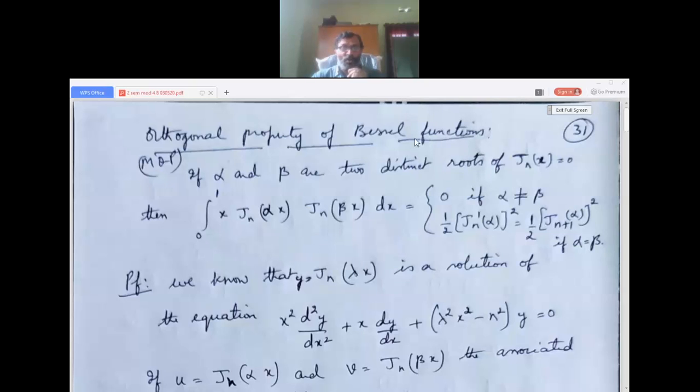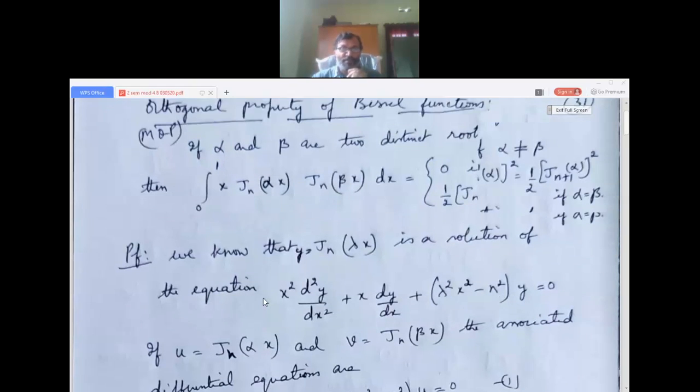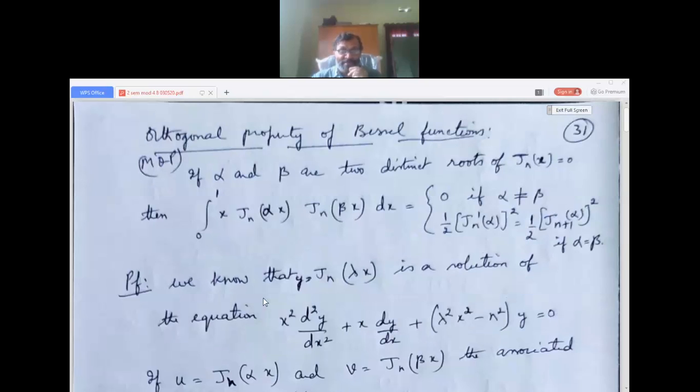Okay, the orthogonal property of Bessel functions, because some students have doubt, I will once again just recall it. What it states: if alpha and beta are two distinct roots of Jn of x, then the integral from 0 to 1 of x into Jn of alpha x into Jn of beta x dx is equal to 0 if alpha not equal to beta. This is the question in the model question paper. Another question they can ask is if alpha equals beta, it will be half into Jn dash of alpha squared, which is equal to half into Jn plus 1 of alpha squared.